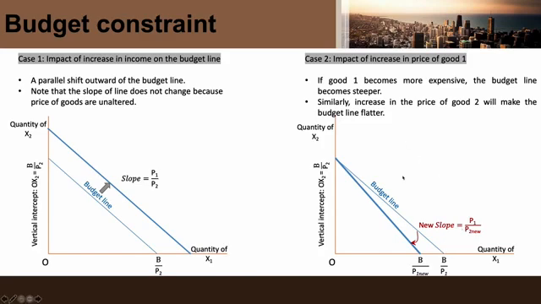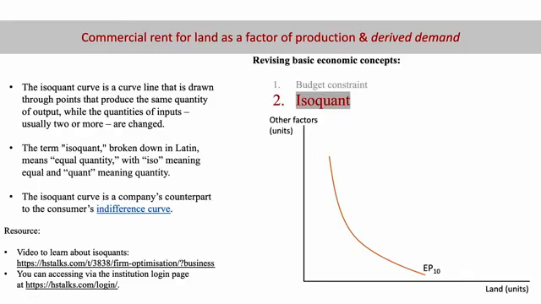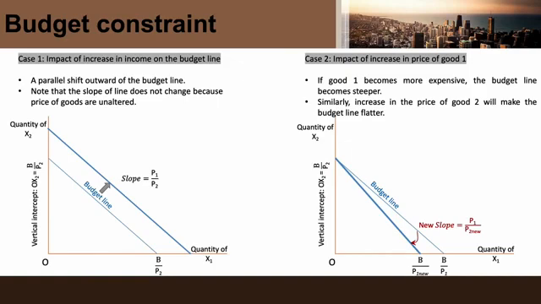Similarly, an increase in price of good 2 would make the budget line flatter, because if the prices increase, this point will come down, and when joined with the original point here, it will be flatter. So these are the impacts of change in price and change in income on the budget.